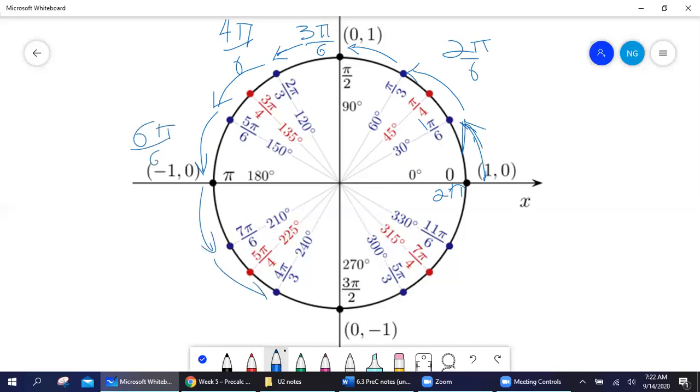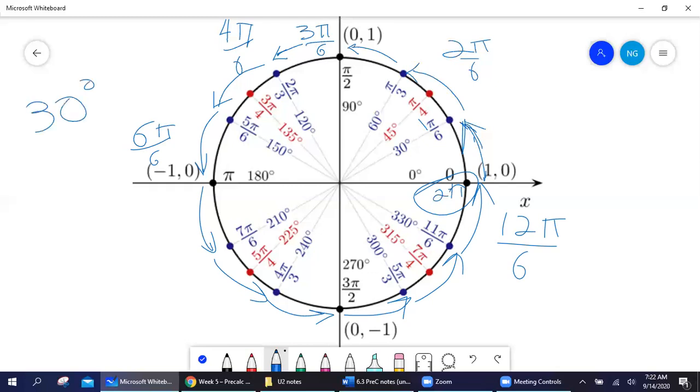7 over 6, 8 over 6, 9 over 6, and again, if I can reduce, I do. 10 over 6, 11 over 6, 12 over 6, 12 pi over 6 is 2 pi, and I'm back where I started. If it was a negative angle, you would just do the same thing in the opposite direction. So again, as long as you know that 30 degrees is pi over 6 radians, in particular 1 pi over 6 radians, then just keep counting 2 over 6, 3 over 6, 4 over 6, and keep on going through that.